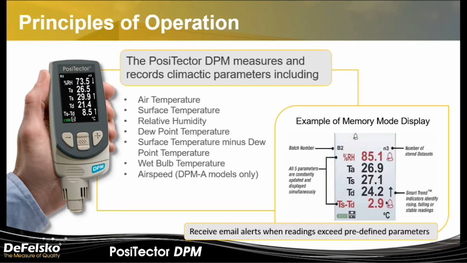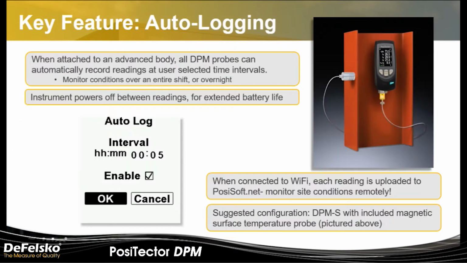Now, an alarm can be pre-established for any of these parameters in the gauge. You can set the point at which you want the gauge to alarm, and it will show visually by displaying it in red. It will show audibly by sounding an audible alarm, and you can also set a PosiTector advanced gauge body that's connected to Wi-Fi to send you an email alert if your parameters exceed the predefined parameters. So this is a very powerful tool, especially if you have the gauge in an auto log mode, which is what we're going to talk about next.